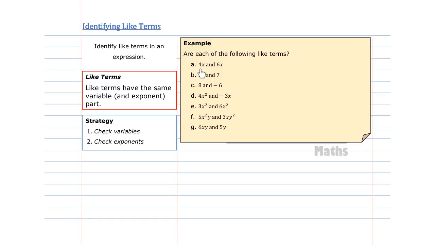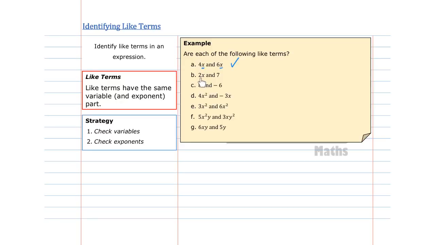So first one, we have 4x and 6x. So let's have a look at their variables. 4x has the variable x and 6x has the variable x. Are they the same? Yes, they are. So they are like terms.